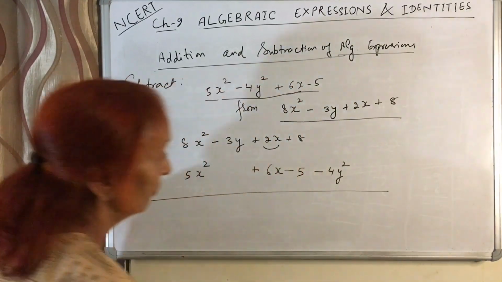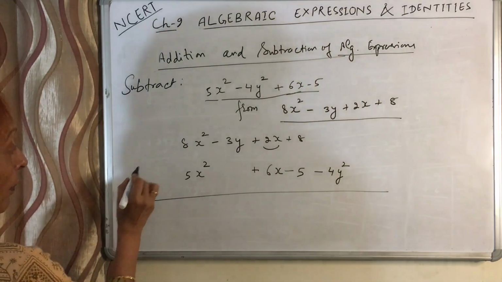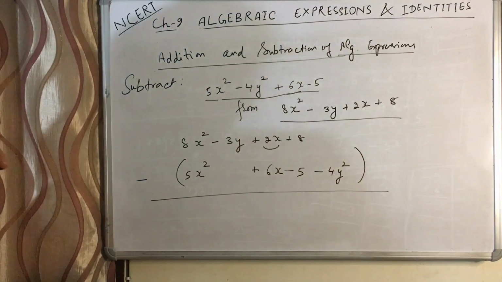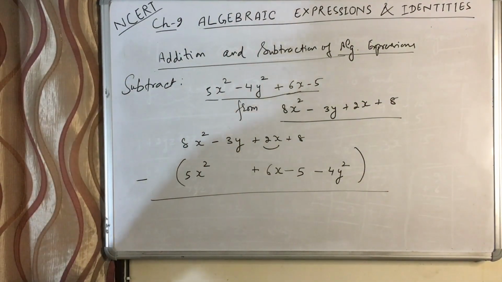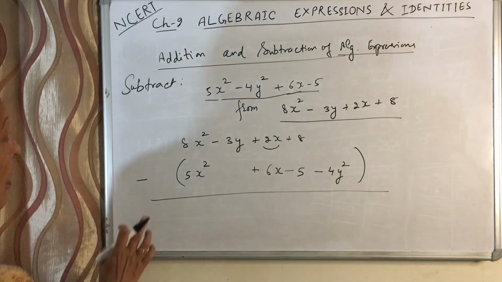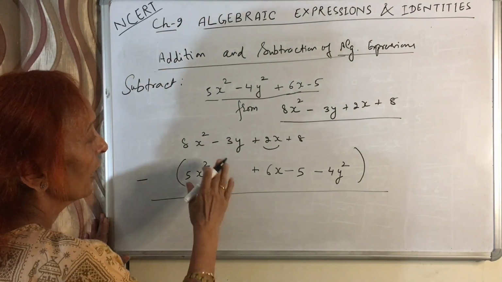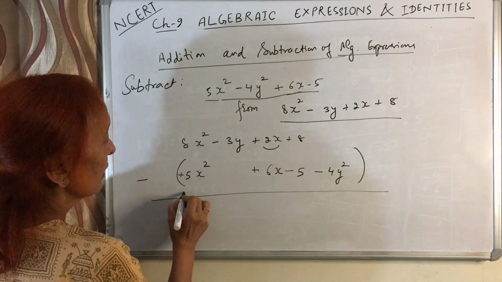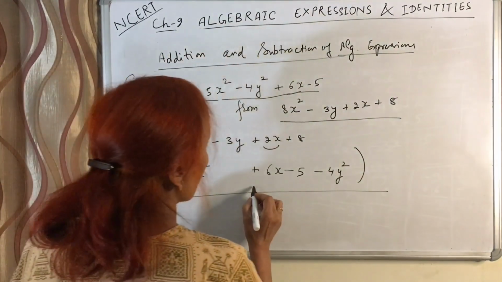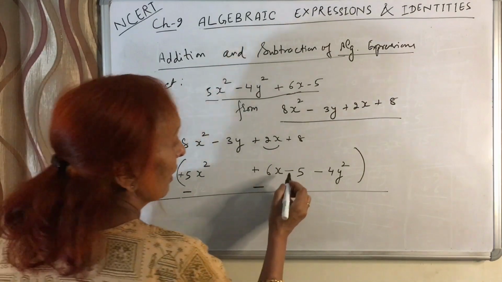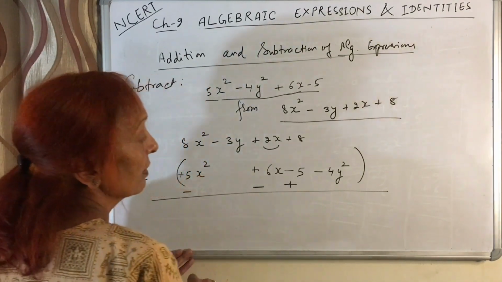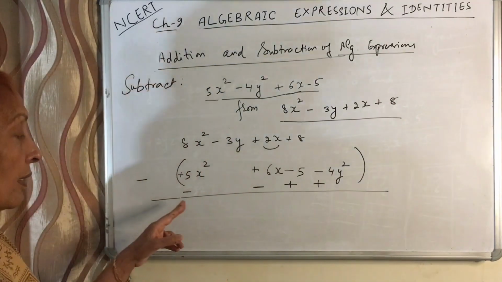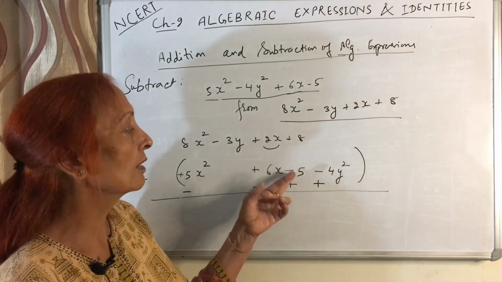Now we are to subtract this whole term from this. What does that mean? What we will do, change the sign of the lower term. Here it is plus sign, we will change as minus. Here it is plus, we will change as minus. Here it is minus, we will change as plus. Here it is minus, we will change as plus. If it is plus there, we will write minus. If it is minus here, we will write plus.